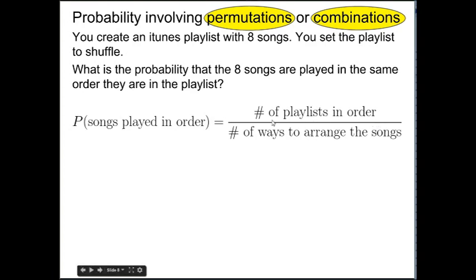And now let's take a look at the denominator. We need to figure out the number of ways to arrange the songs. And so, guys, I want you to notice that we're talking about a permutation here. We need to figure out all the different arrangements we can make with these 8 songs using a permutation because order matters. So we're going to get 1 in our numerator, and in our denominator we're going to have to find the permutation of 8 objects when we pick all 8 of them.